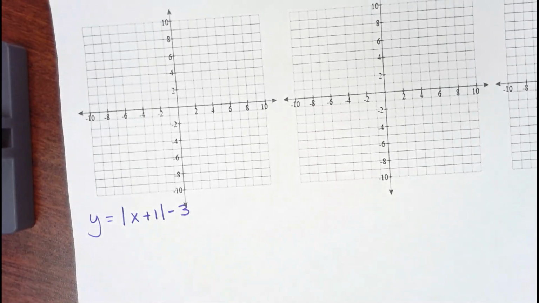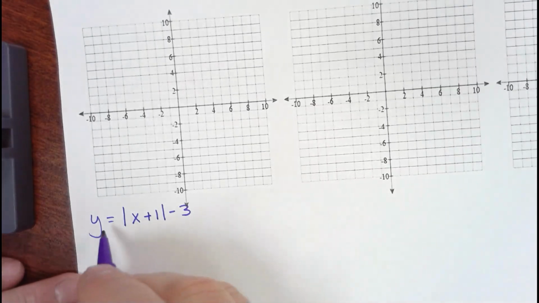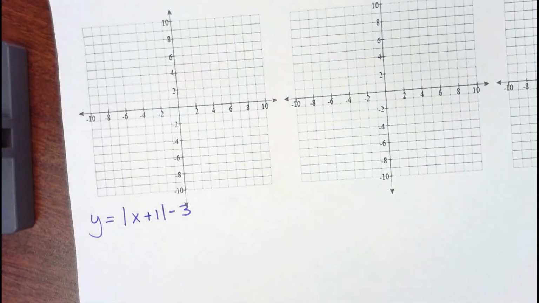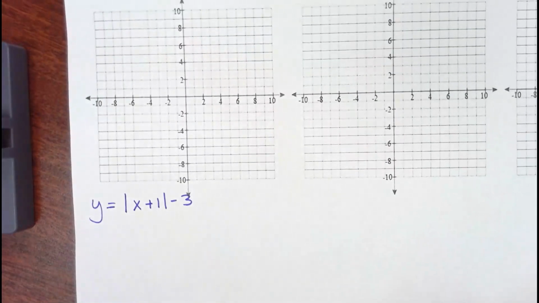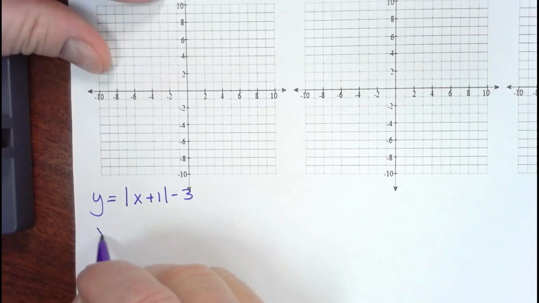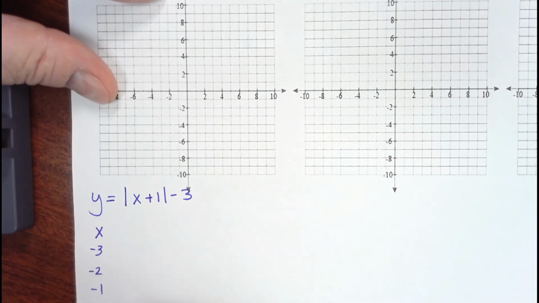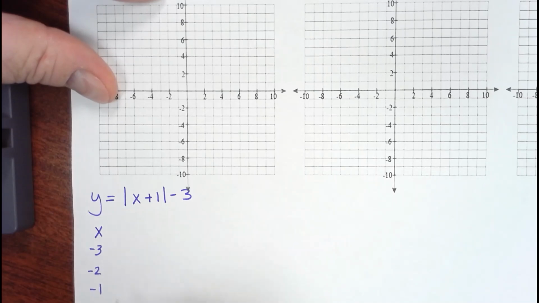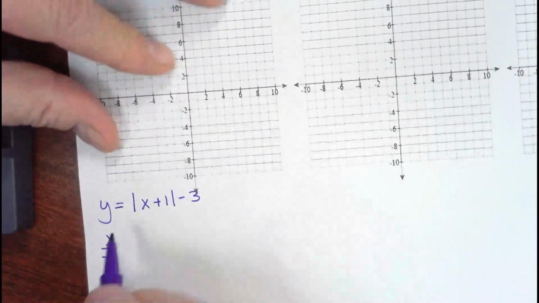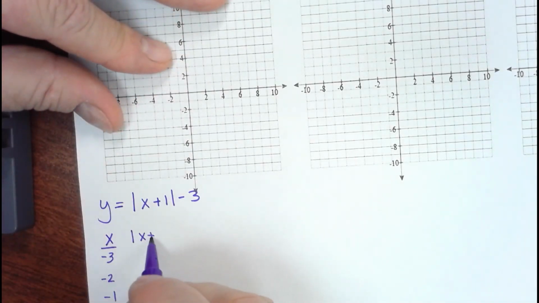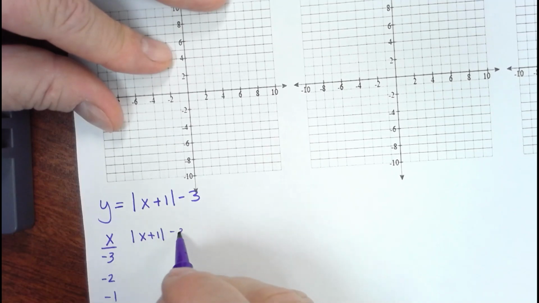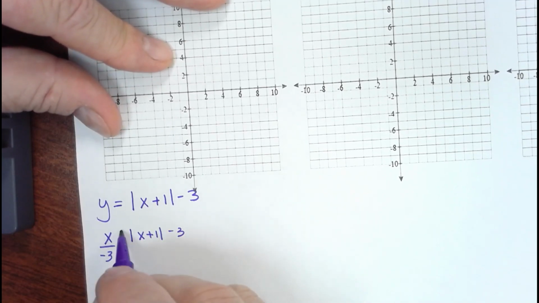I have y equals the absolute value of x plus 1, minus 3. We are going to start with x values -3, -2, -1, 0, 1, 2, and 3. My rule is the absolute value of x plus 1, minus 3.